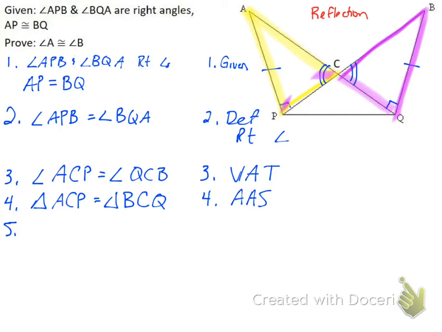And then with my fifth step, again, I want to prove that angle A and angle B are equal to each other. And so I can see that angle A and angle B are corresponding parts of triangles that I proved congruent. For my fifth step, I'll say CPCTC.